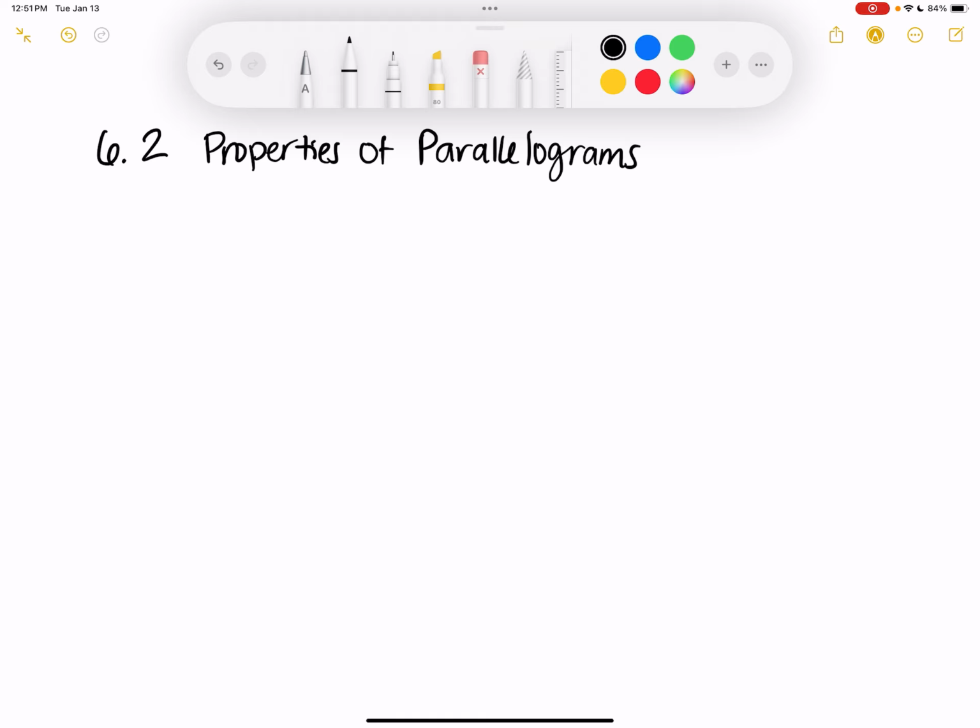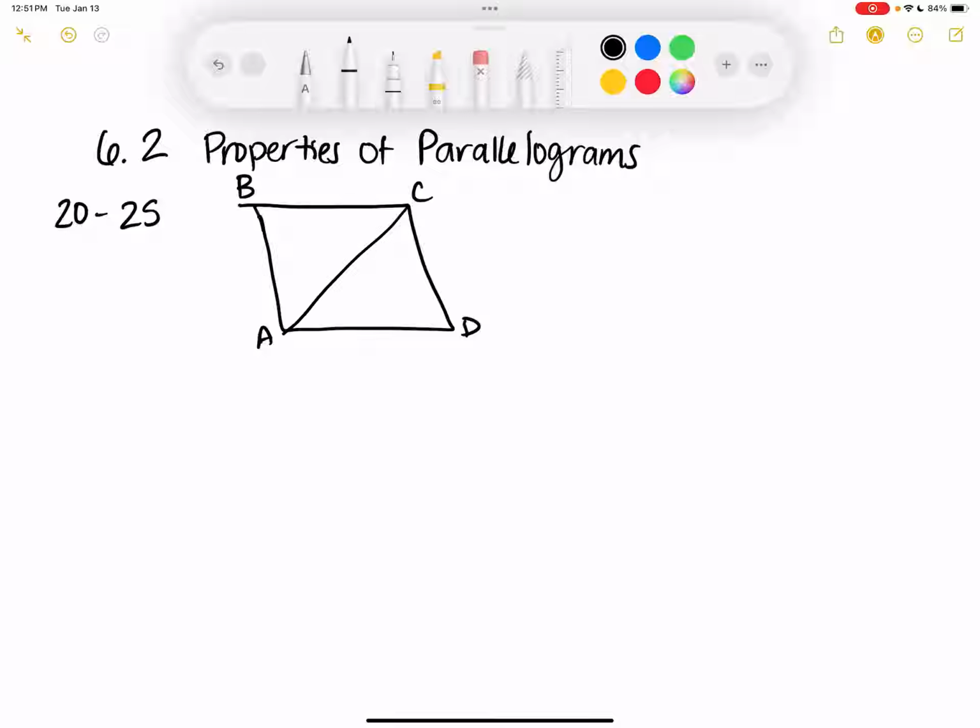All right, we're starting at numbers 20 through 25, which all have the same diagram. We have the parallelogram ABCD. This is for 20 through 25. They have the diagonals going through.